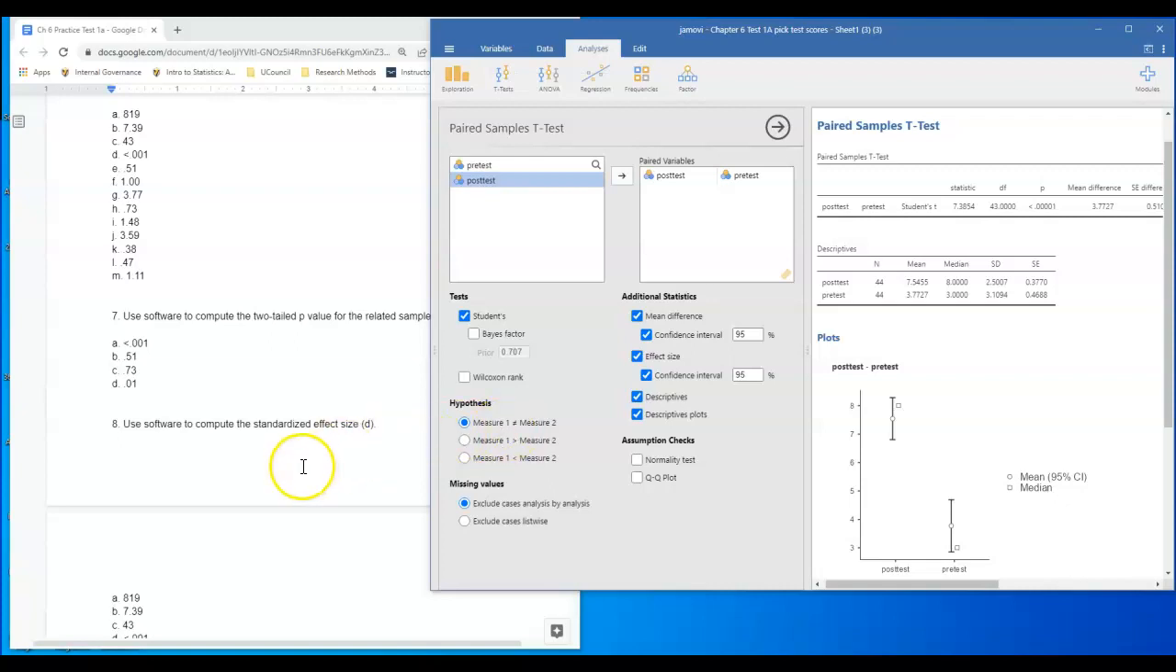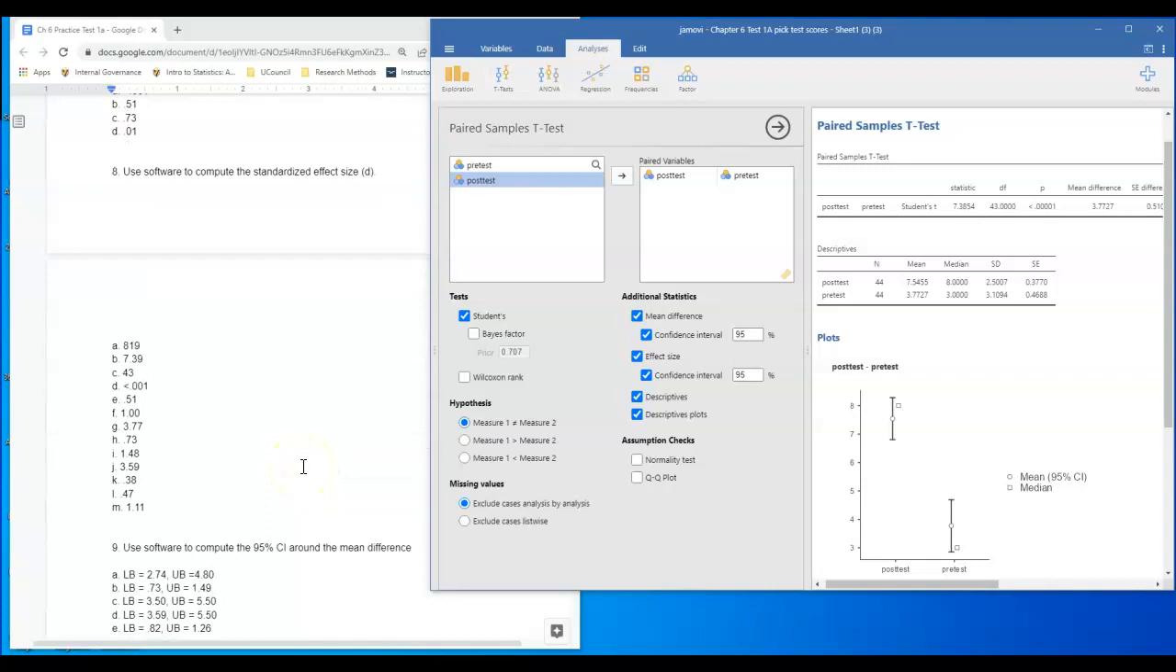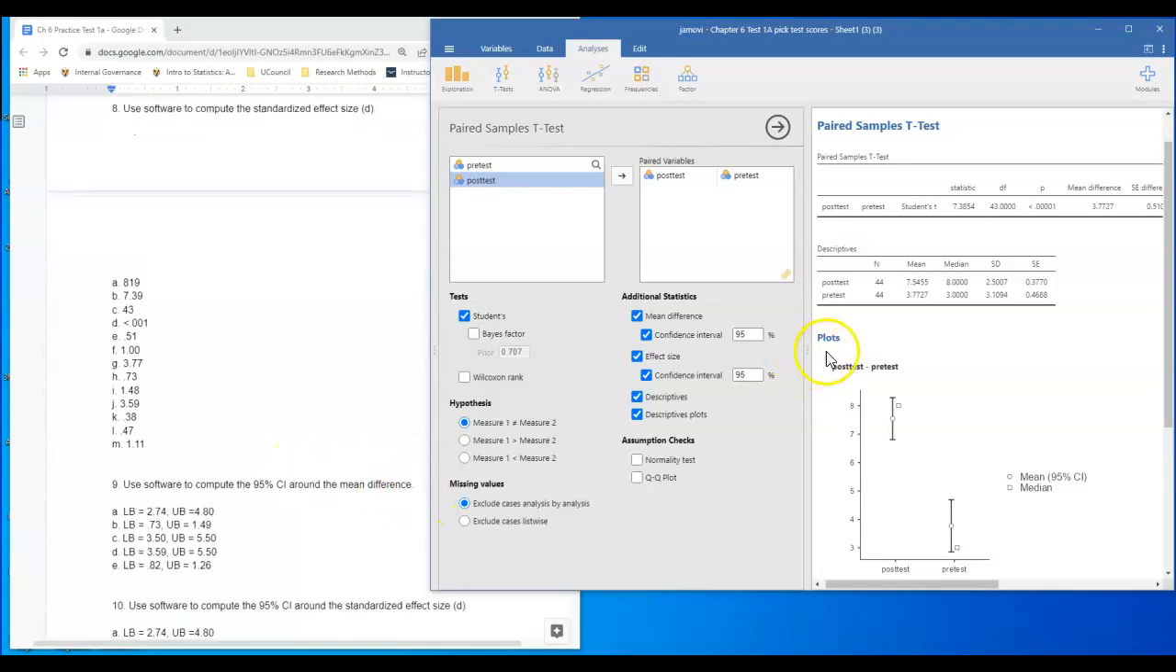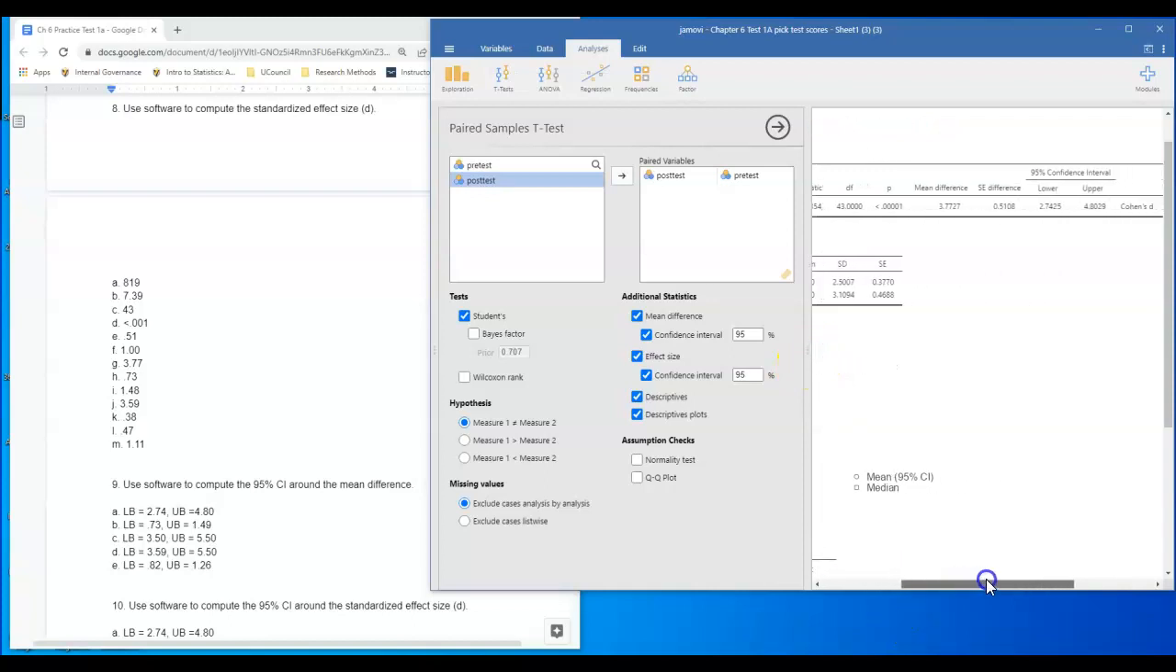All right, next we want to compute the standardized effect size D. And the standardized effect size D is going to be right over here. Our effect size is 1.113, which is a really large effect size. Right? It's a very, very big effect.